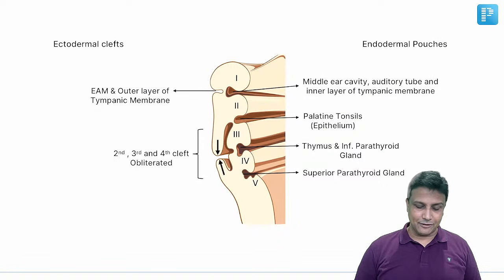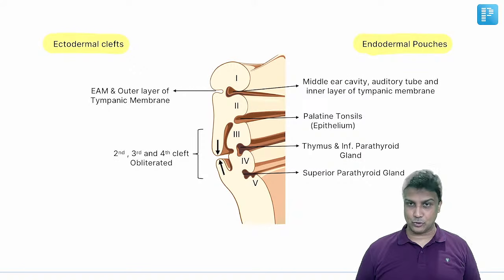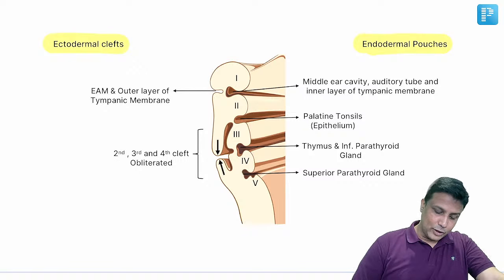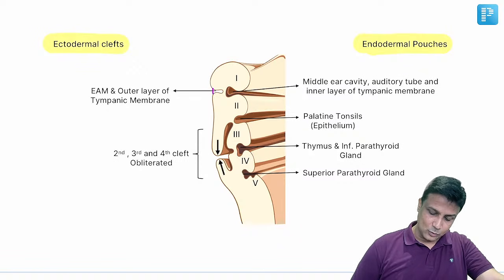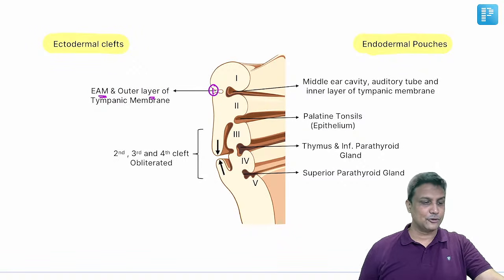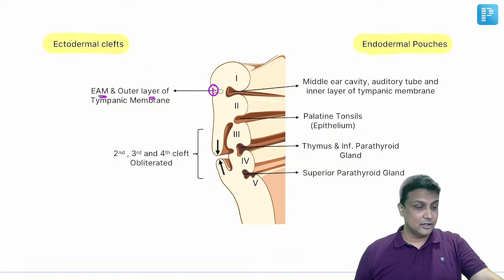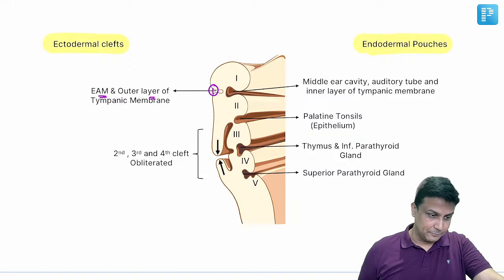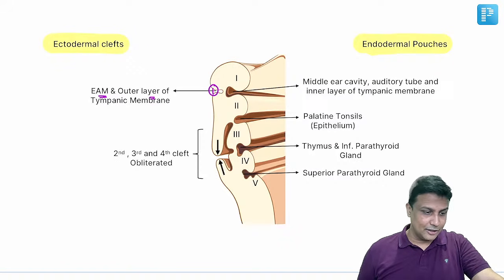Now, once you are done with this one, welcome here to the clefts and the pouches. We know that the cleft will be derived from ectoderm, ectodermal cleft, and the pouches will be derived from endoderm, endodermal pouches. There are four ectodermal clefts. The first cleft is the one which is going to form the external acoustic meatus. Along with that, it is also going to form the outer layer of the tympanic membrane.